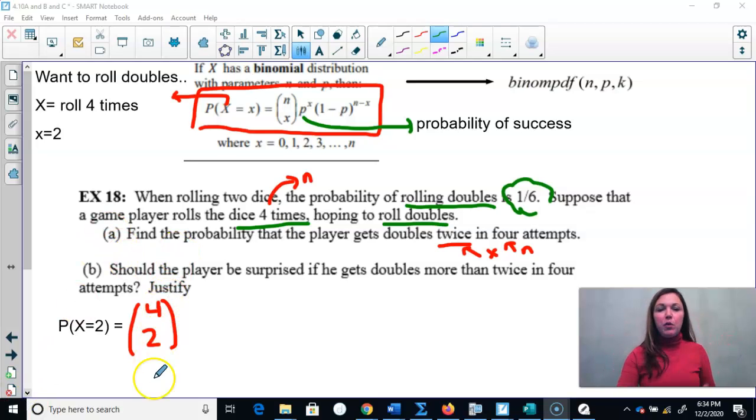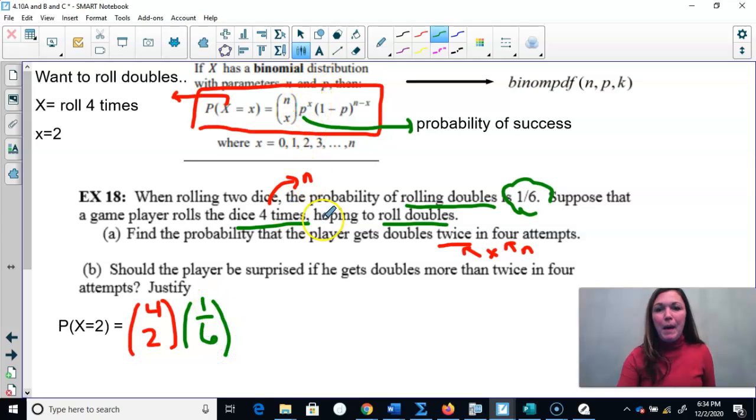Okay, so we have this 4 choose 2. That's taking into account all the different combinations of getting doubles twice out of 4 attempts. Now we have this P. This is the probability of success. So the probability of success we know is 1/6.